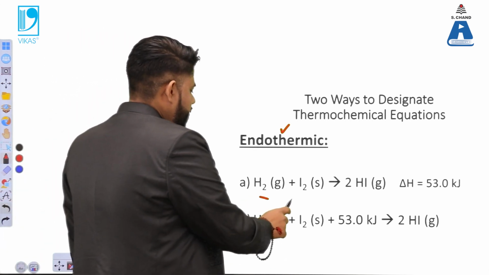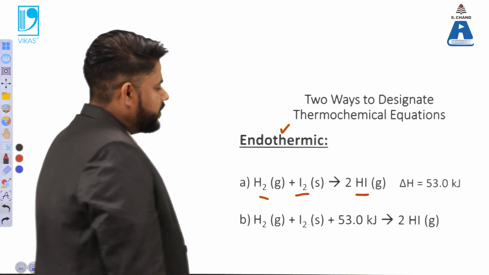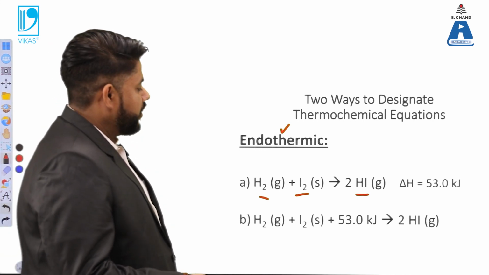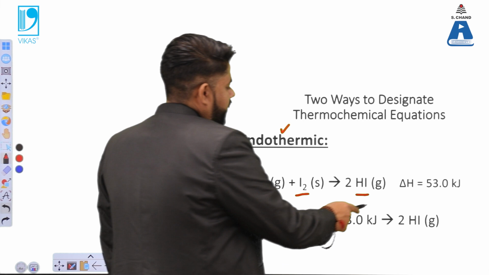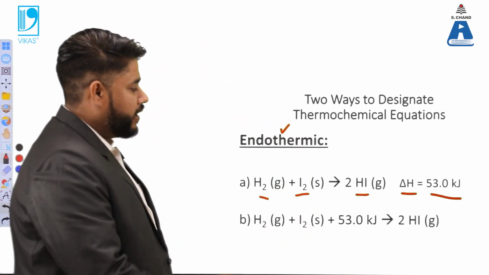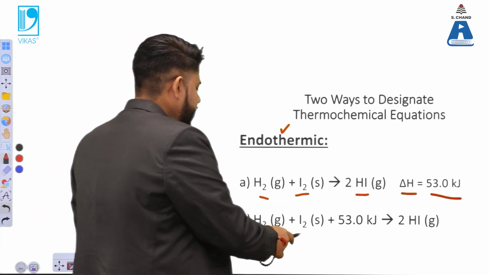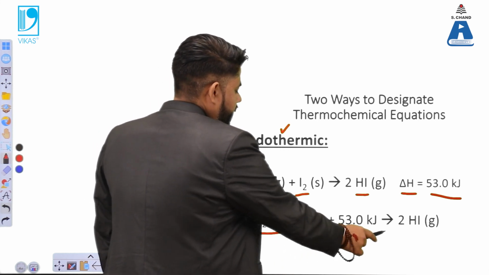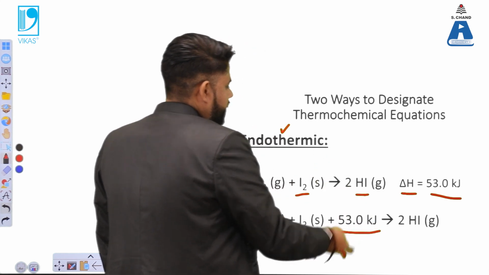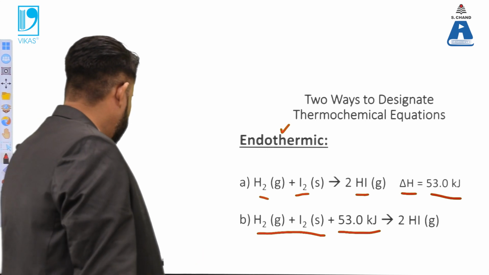Let us say hydrogen and iodine combine to form hydrogen iodide, and we want to show the heat being supplied to the system. That can be delta H, which is 53.0 kilojoules, and we can write this delta H separately. The second way of representing it is to include it on the reactant side, so plus 53 kilojoules designates an endothermic reaction.